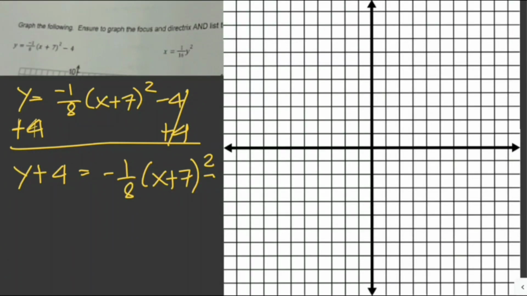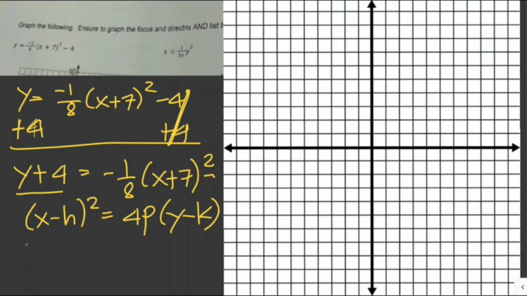Given here the equation y equals negative 1 over 8 times (x plus 7) squared minus 4. In order to write this equation in the standard form, we just have to add 4 to both sides, and this cancels out here. Then we have y plus 4 equals negative 1 over 8 times (x plus 7) squared. And this is in the form (x minus h) squared equals 4p (y minus k). So we can write this as negative 1 over 8 times (x plus 7) squared equals y plus 4.